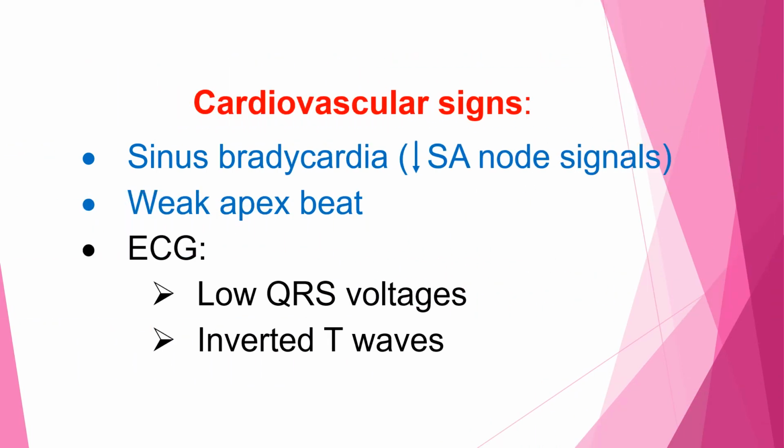Dogs sometimes show a few cardiovascular signs also, and very common is sinus bradycardia. That is because of affection of the sinoauricular node. There are decreased sinoauricular node signals, and that causes bradycardia. The clinician palpates that the apex beat is weak, and the electrocardiogram findings are low QRS voltage and inverted T waves.